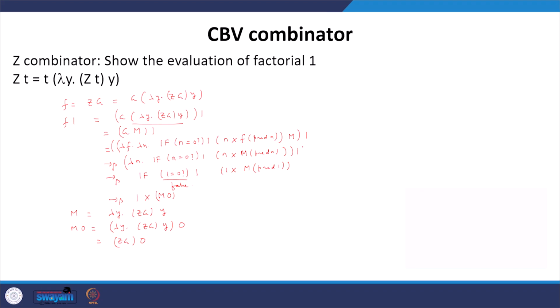So we are going to get this y. So instead of 1 it will be 0, and here it will be true. So instead of 1 we are going to pass 0 here. So 0 will come. So 0 equal to 0 will be true. So then this part is going to return us 1, so zg of 0 will be 1. So then this part becomes 1 times 1, and that is 1. So factorial 1 we have obtained.